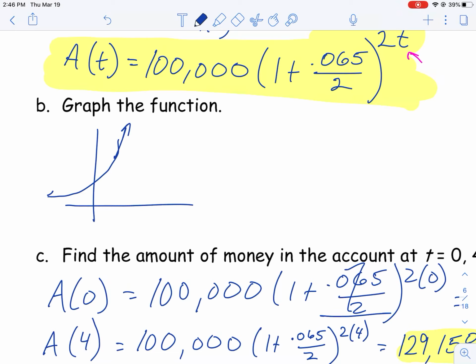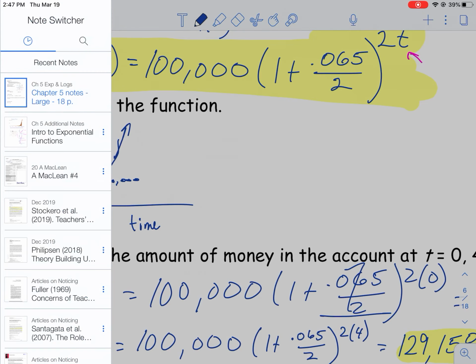It may not look exactly like that. In fact, this 100,000 here is going to be a vertical stretch. So instead of going through 0, 1, like we would expect, it's going to actually go through 0, 100,000, which is good because we're starting with $100,000 at time 0. So that should work out if this is time and that's money. All right, let's actually go to Desmos and just type this in.